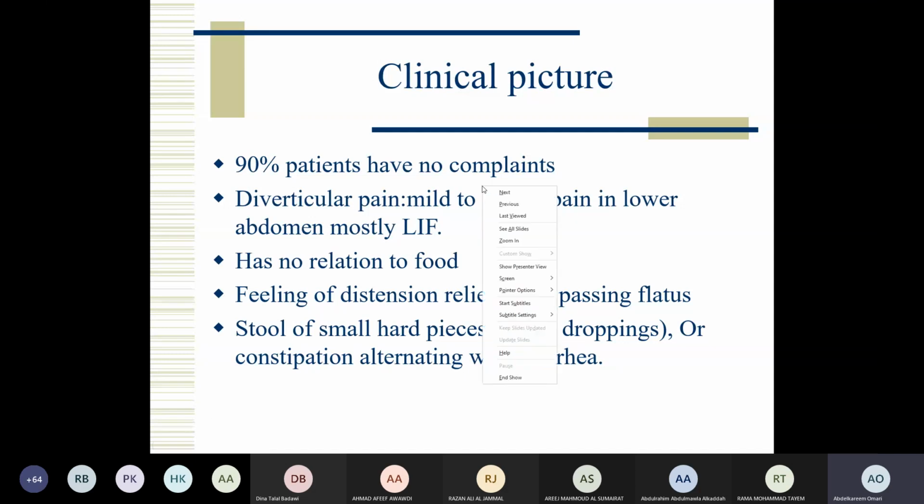Okay. إذا this is the clinical picture. إذا stools, small hard pieces like sheep, or just constipation alternating with diarrhea.